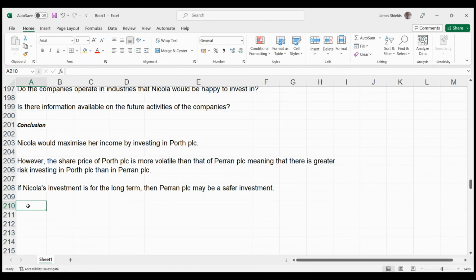So that's a basic introduction to the type of things we're going to put into your answer to this question for investor ratios when you're deciding which company an investor should invest in.